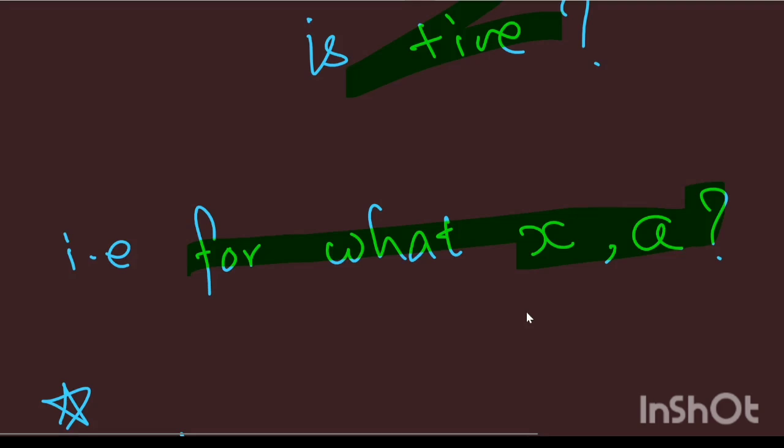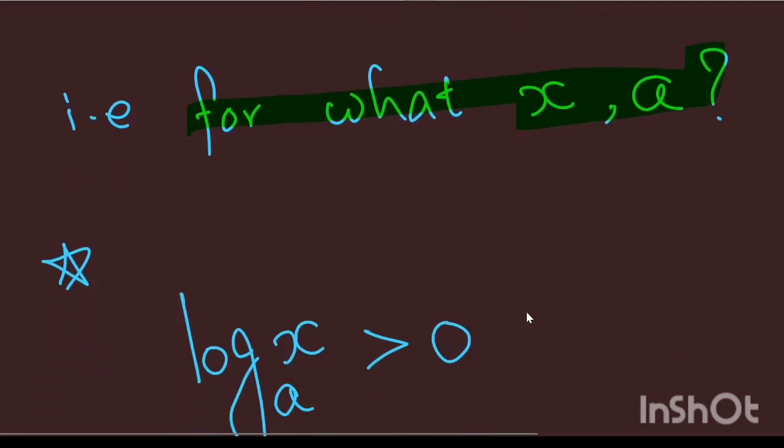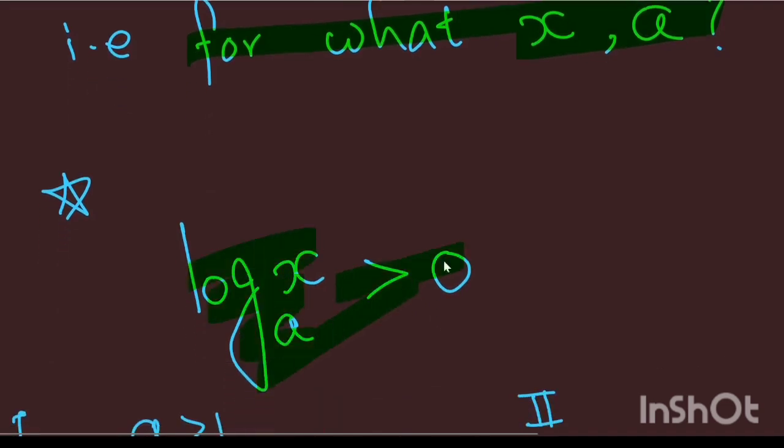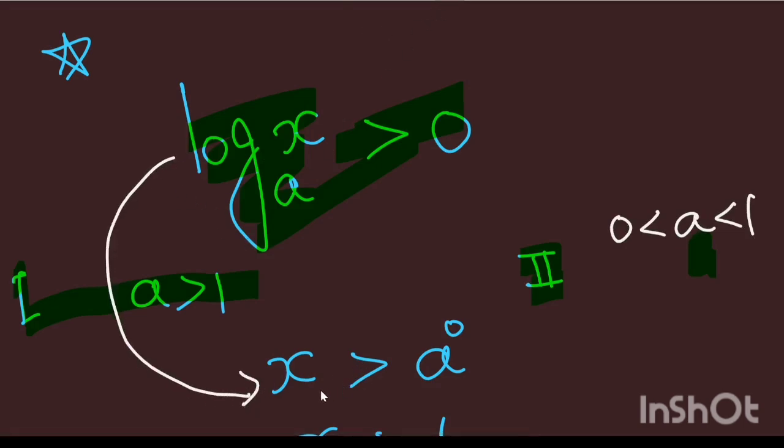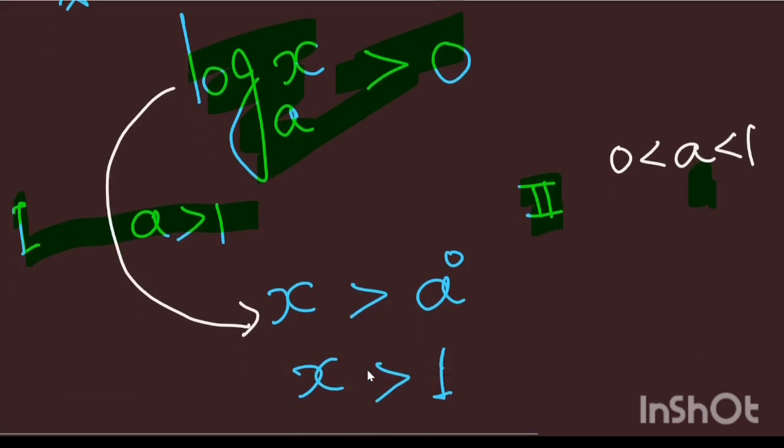So in order to find out, we will simply apply the constraint on log x base a: log x base a is greater than 0. Now we will solve. In order to solve, we need to take two cases: when a is greater than 1 and when a is between 0 and 1. So when a is greater than 1, using the law of logarithmic inequality, a will come out and push 0 up in the power, so it becomes a to the power 0, so x greater than 1.